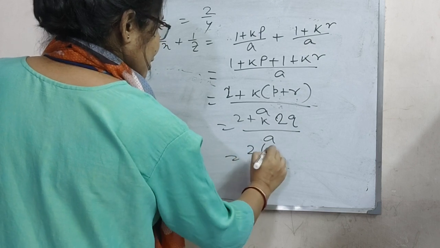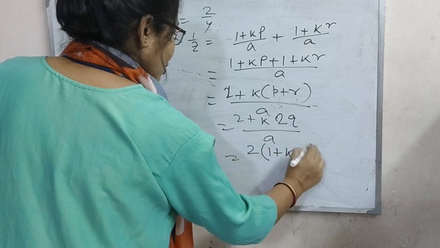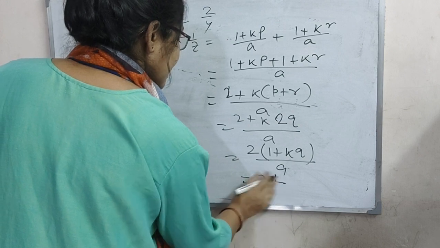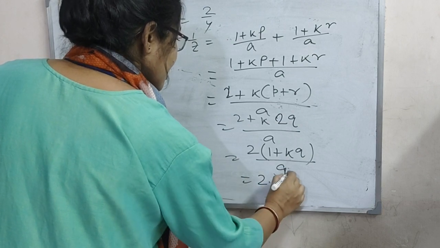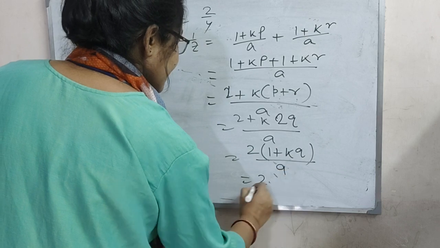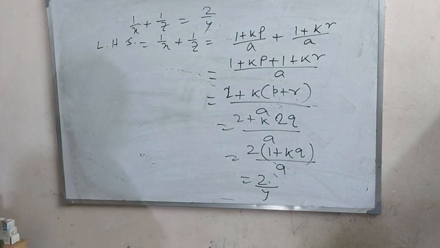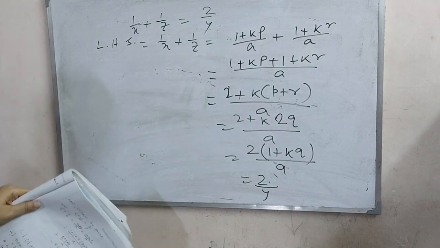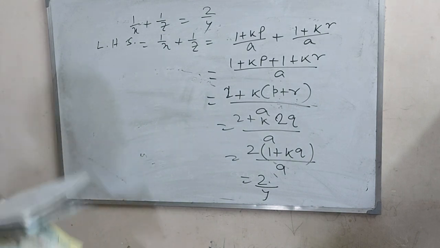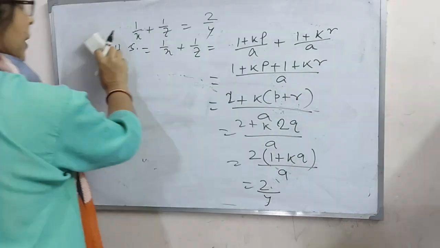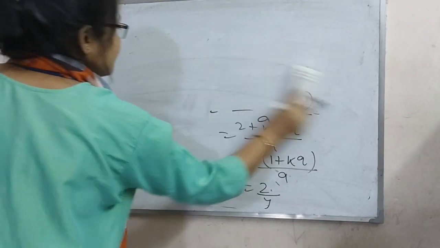That means (2 plus 2kq) by a, which equals 2 times (1 plus kq) by a. This equals 2 by y. Okay, 2 by y. So I can say 1 by x, 1 by y, 1 by z are in AP.